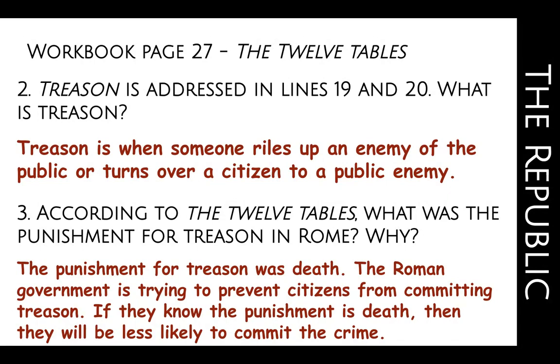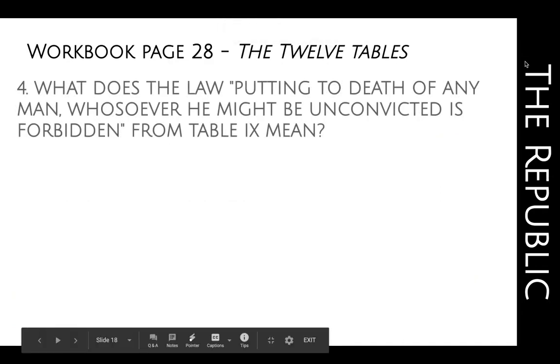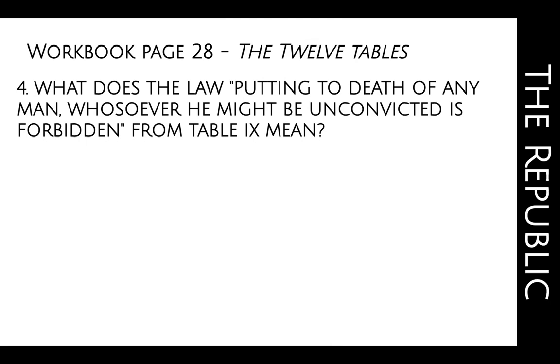All right, let's go on to question number 4, on page 28. The question says, what does the law "putting to death of any man whosoever he might be unconvicted is forbidden" from table 9 mean? Putting to death of any man whosoever he might be unconvicted is forbidden. So stop the video, type a response, and then press play to review.